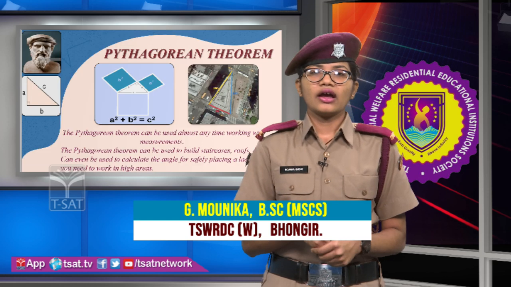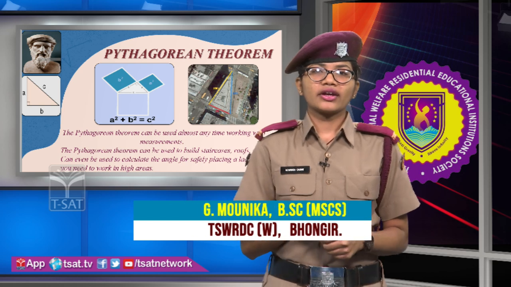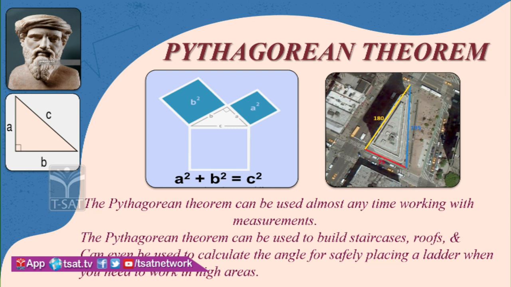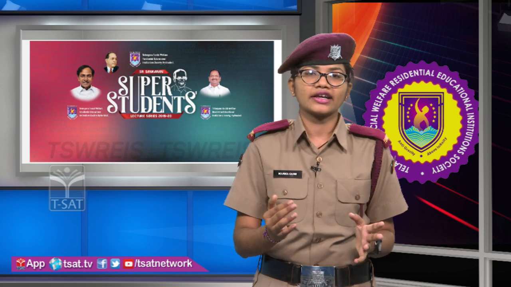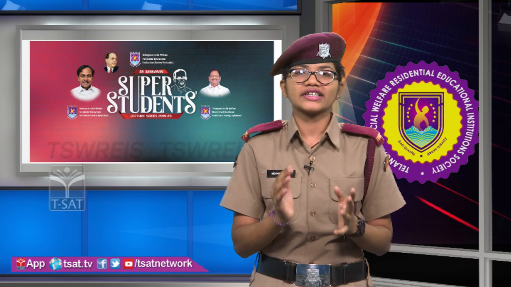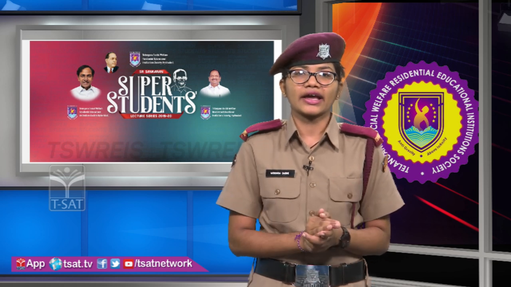Next, the Pythagoras theorem. Pythagoras was a mathematician who introduced the Pythagoras theorem, which not only influenced architecture but also many construction sites. The Pythagoras theorem can be used to build staircases and roofs, and even to calculate an angle for safely placing a ladder. Here we have an example of how a city is formed into a right angle triangle.